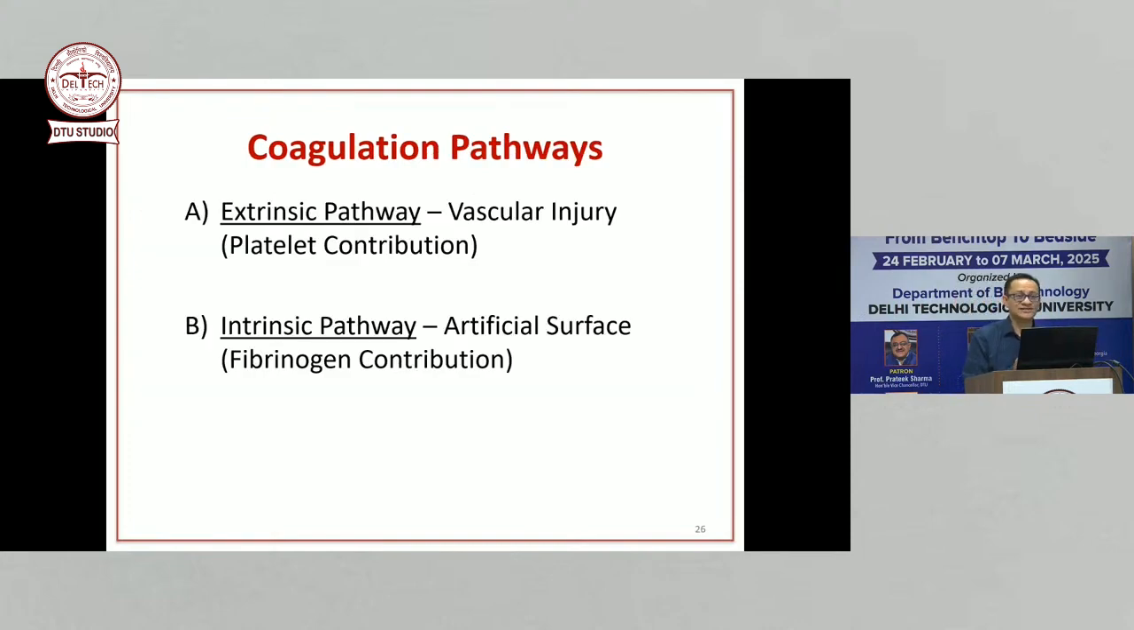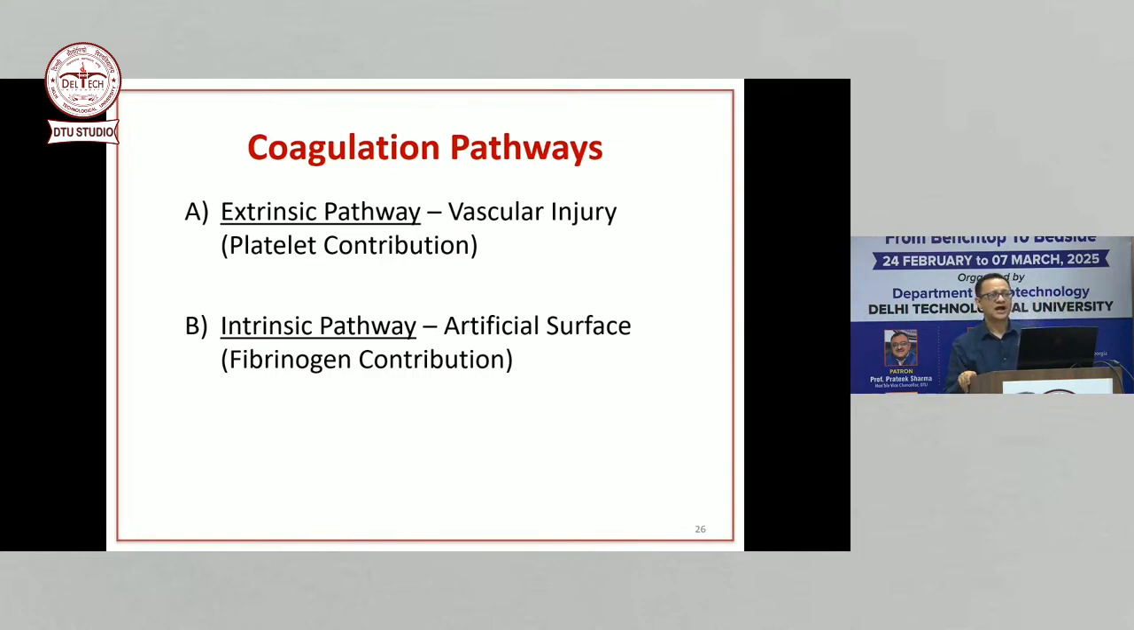Now I said coagulation cascade, right? Like the blood clotting process. There are two different types of coagulation pathways. One is called the extrinsic pathway, one is called the intrinsic pathway. But then those pathways become the same, and it's a common pathway.